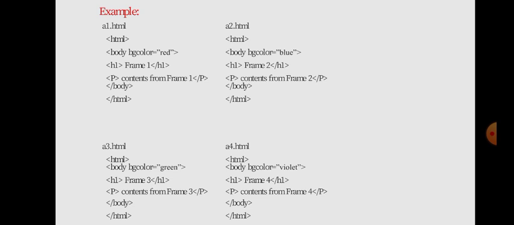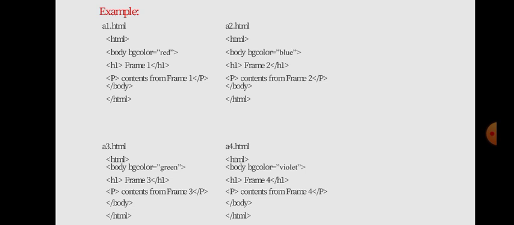And I am using the heading tag h1 to take the heading as frame 1. And I am taking the paragraph tag to write the paragraph as content from frame 1. Next, a2.html, body bgcolor is equal to blue, heading is frame 2 and paragraph is content from frame 2. Next one, a3.html document, body bgcolor is equal to green, heading is frame 3 and paragraph is contents from frame 3.